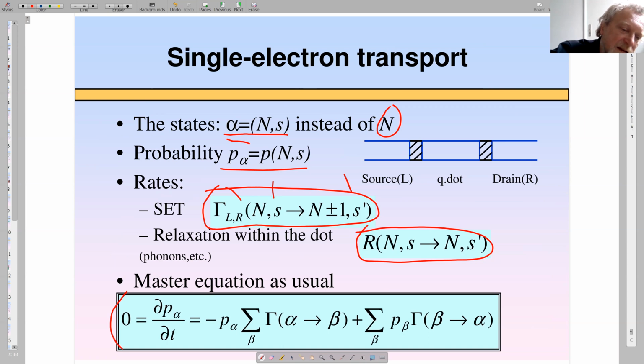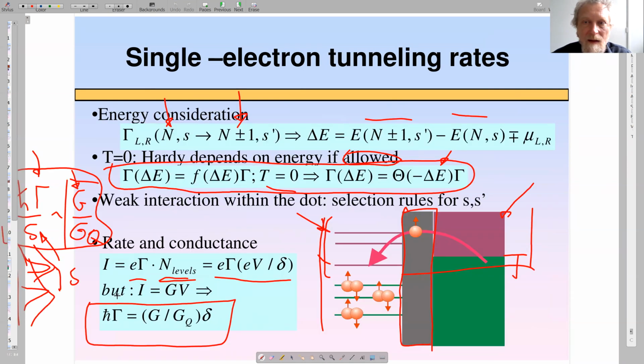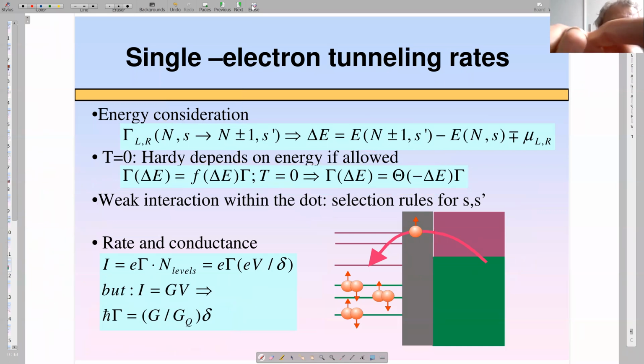We just write down the master equation as we did for the Coulomb island, solve it, and it gives us all currents. Let me talk about single electron tunneling rates first. We have the same energy consideration as in Coulomb blockade. It is important to understand the difference of energies between the final and initial state, and this energy must be negative.